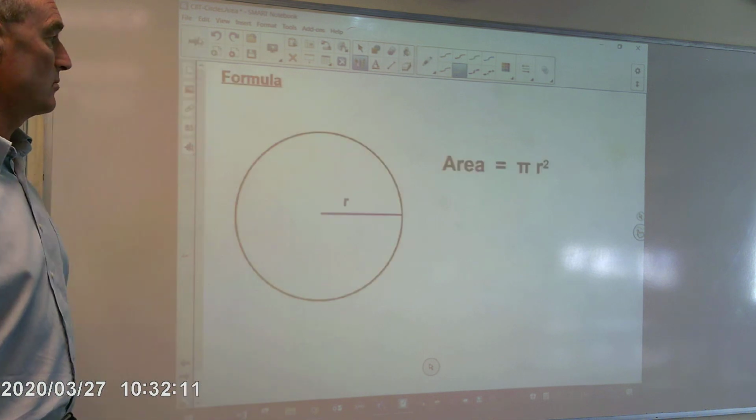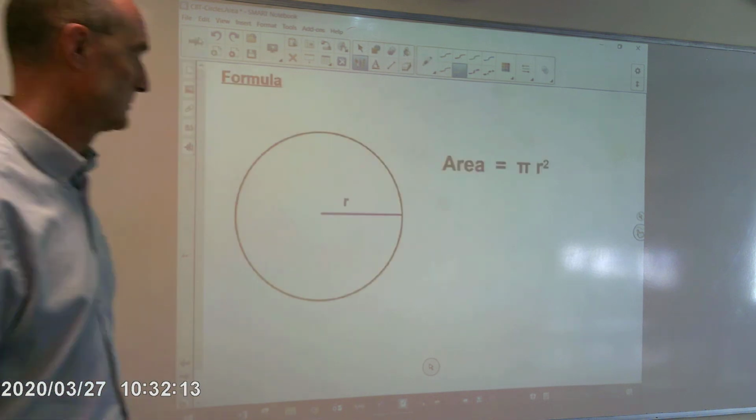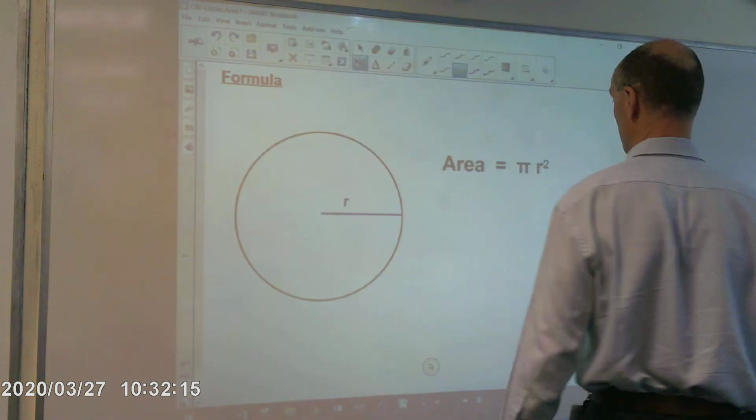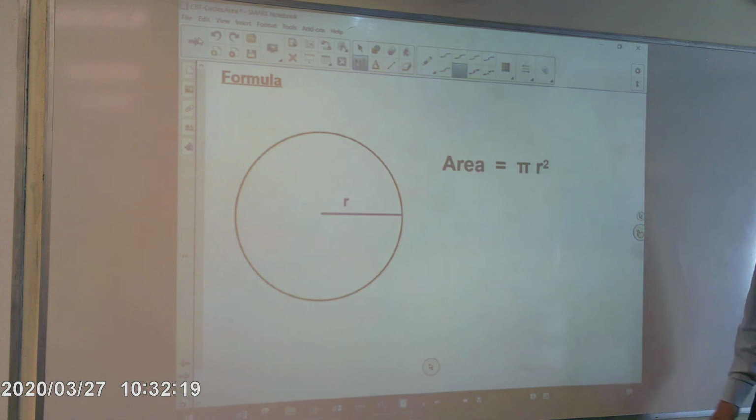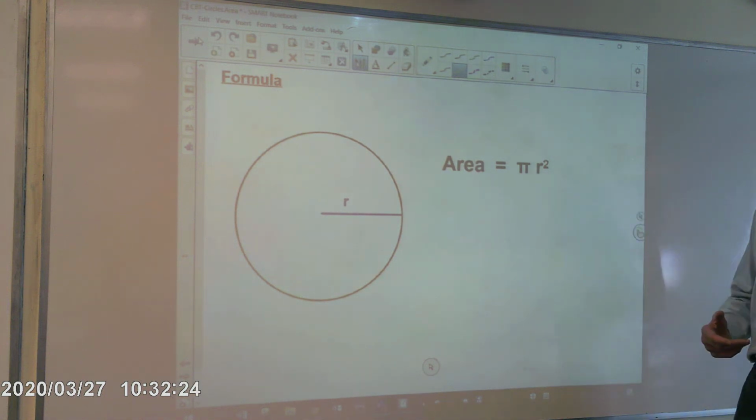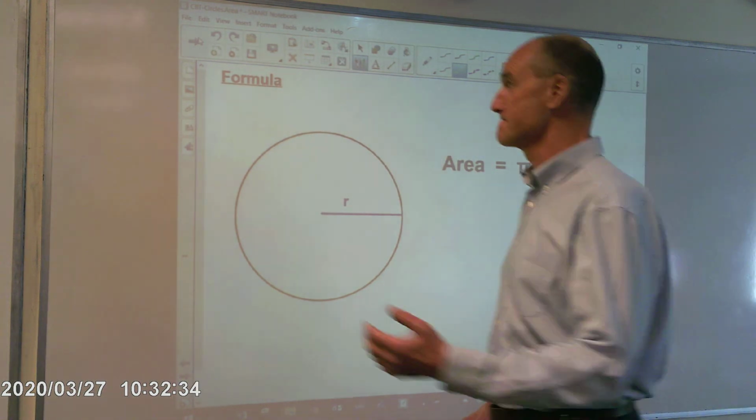The formula that we need to know. The first formula that we need to know, the area of a circle is pi r squared. If you've got pen and paper, you might want to take a note of that so you've got that written down, for the calculations that you're going to be asked to do later on today. Area, pi r squared.